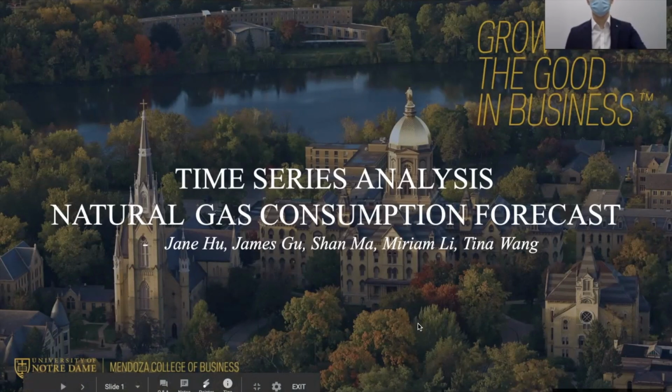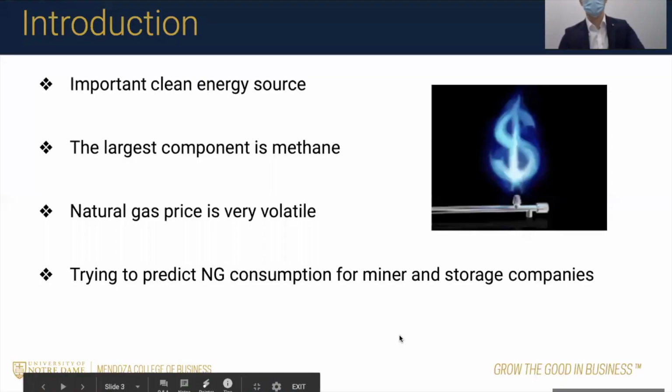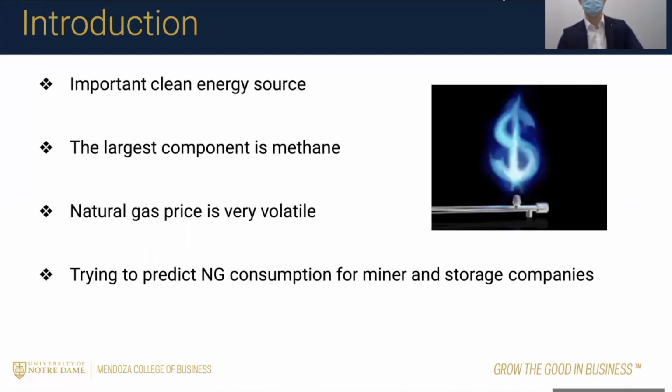Hi, our team is planning to use time series to forecast natural gas consumption, and this is our agenda. So natural gas is an important energy source and is gaining popularity recently. It's a clean energy because it only produces about 30 to 50% or less carbon dioxide than burning coals or oils. And natural gas is produced underneath the Earth's surface and can be stored as either liquid or gas state. And we use it to make materials, heating, or chemicals.